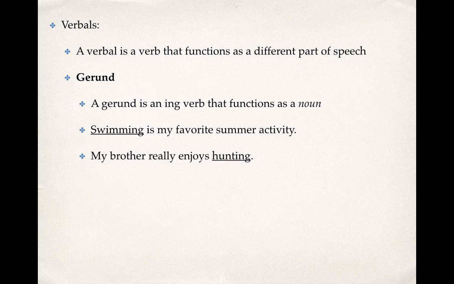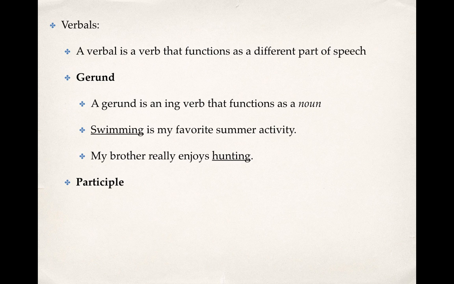Here's another example. My brother really enjoys hunting. Hunting represents an activity, a concept. In this sentence, the word hunting is the direct object. It's functioning as a noun here. And here's where you can't just memorize something, oh, ing. You have to really understand what a gerund is, how it functions in the sentence.